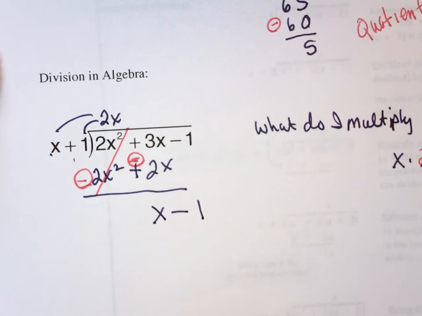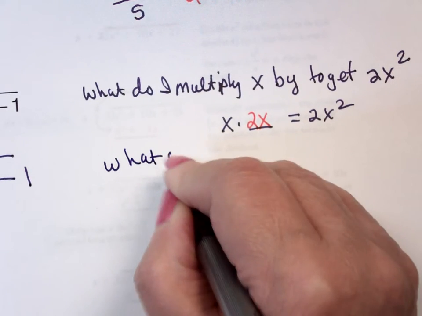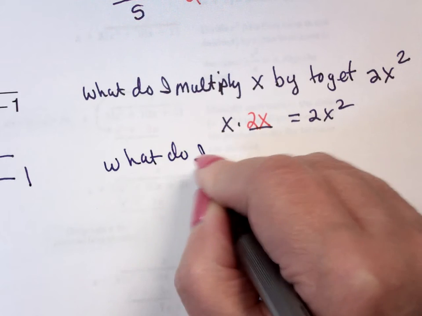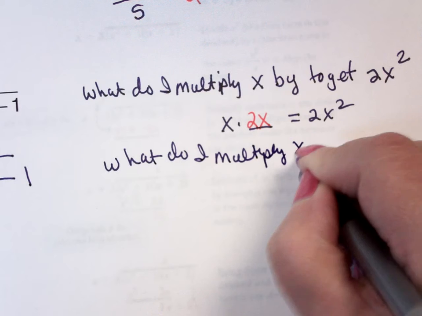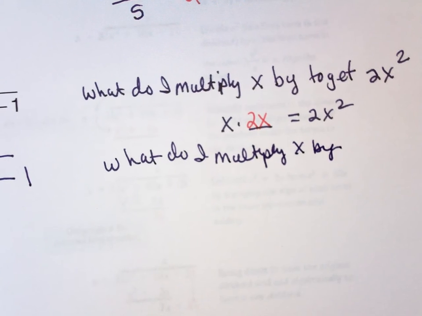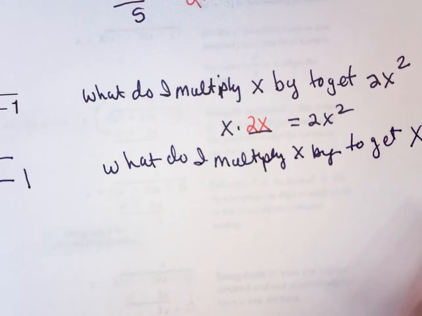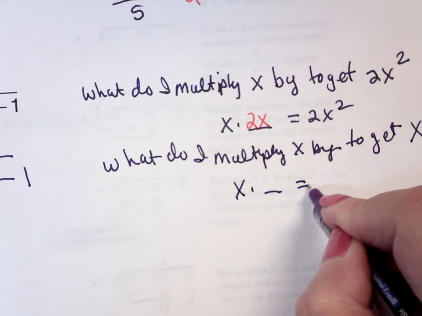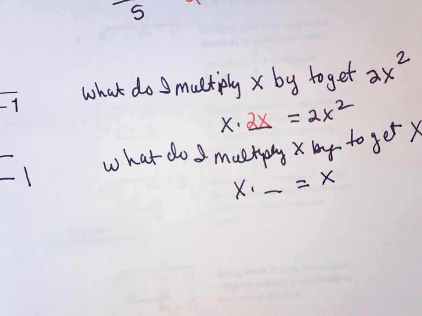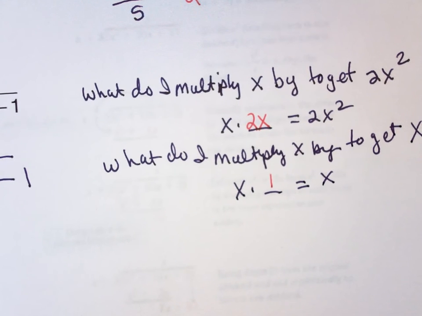So I ask myself the same question. What do I multiply x by to get x? So that would say x times something equals x. What does that something have to be? 1. Now that's part of your quotient. And it is a plus 1.